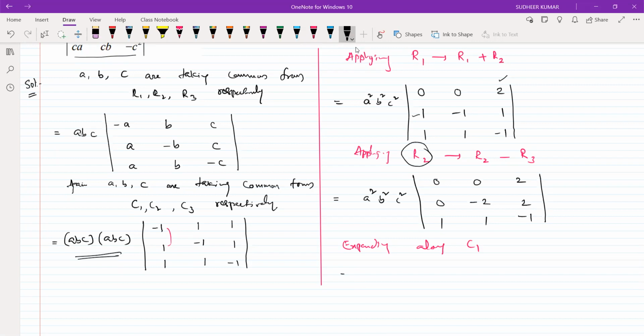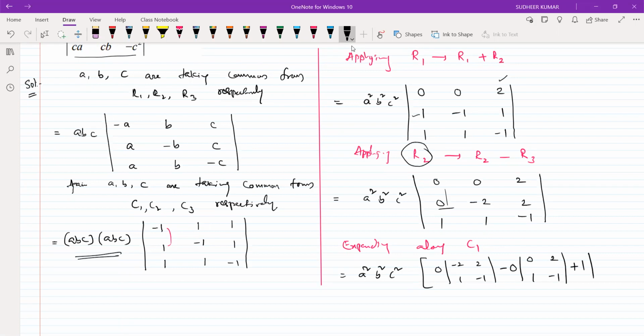The common value remains the same, a square, b square, c square, into 0 into the remaining values: minus 2, 2, 1, minus 1. For the next sign, plus, minus, plus, this is minus, 0 into the remaining after deleting this row and column: 0, 2, 0 to 1, 1, minus 1. The next sign is plus, that's 1, 1 into.